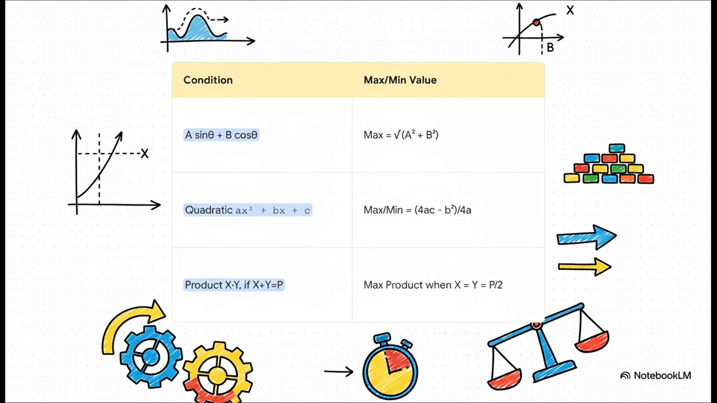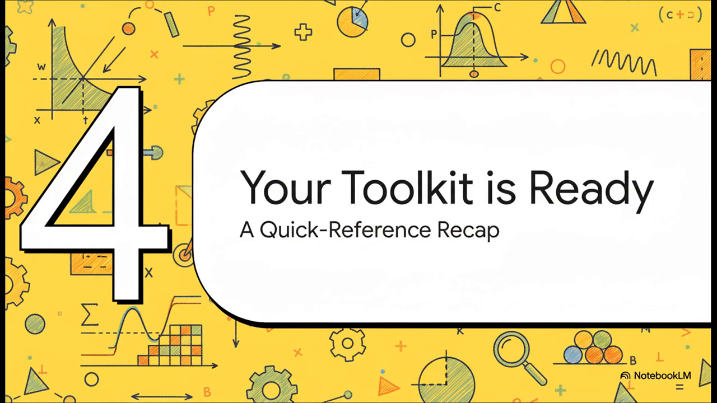These are your exam day secret weapons. You see an expression with sine and cosine? Bam, you can get the max value instantly with that first formula. A quadratic equation? There's a shortcut for that too. And my personal favorite, if you need to maximize the product of two numbers that add up to a constant, just make the two numbers equal. These shortcuts can turn a 5-minute problem into a 10-second solution. Seriously.